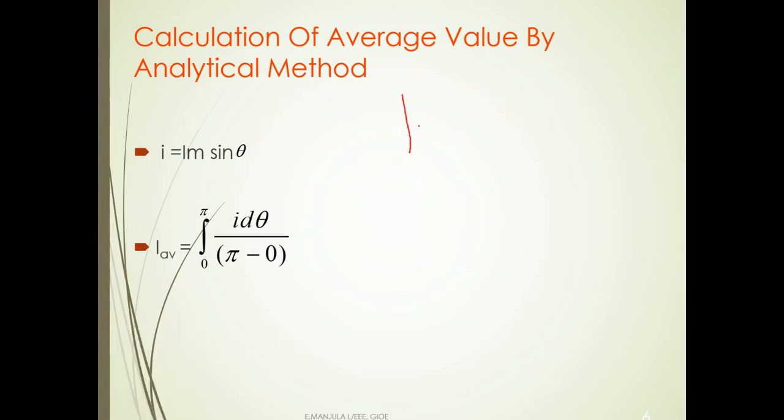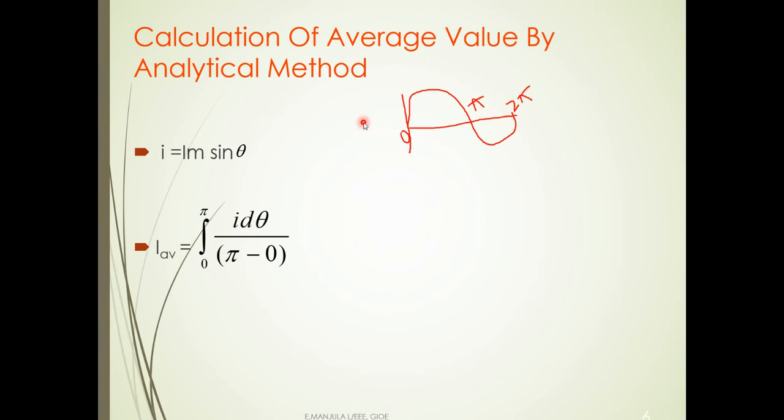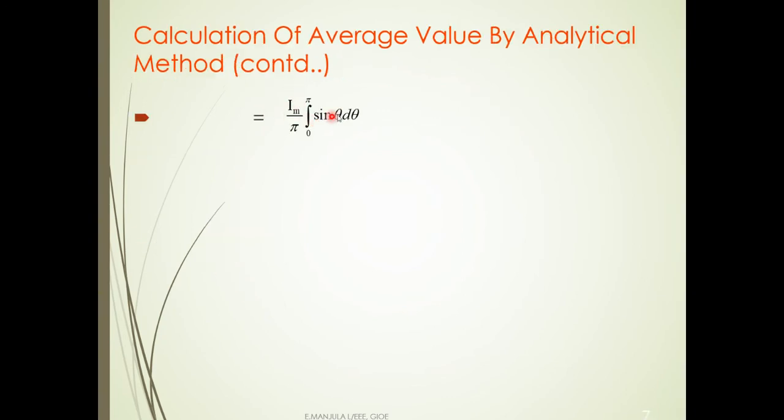So we know that this is 0, this is pi, and this is 2 pi. For the half cycle we are calculating the average value. So I average is the integral from 0 to pi of i d theta divided by pi minus 0. That is I maximum by pi, integral 0 to pi of sine theta d theta. Here we have to substitute the i value, which is Im sine theta. So the same we have substituted here: I maximum sine theta d theta.